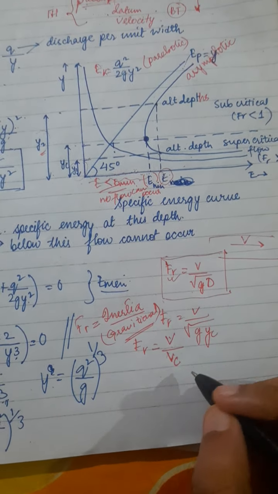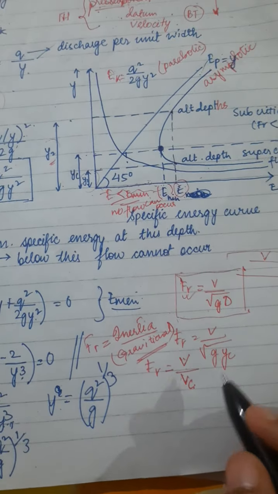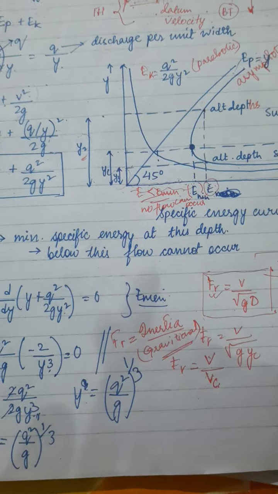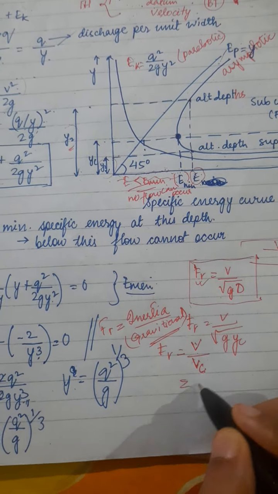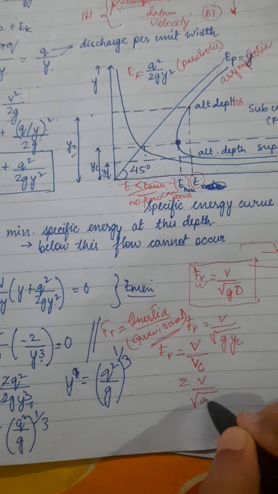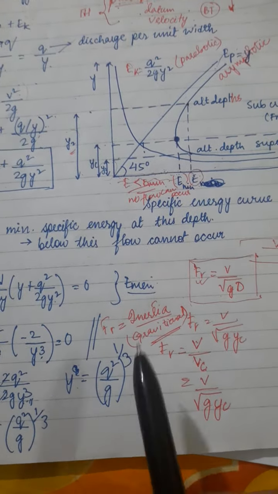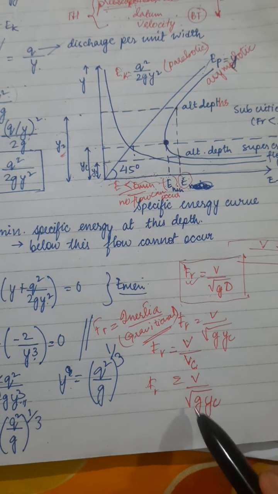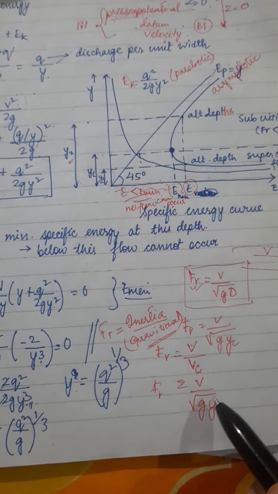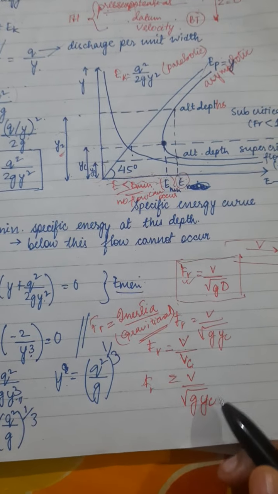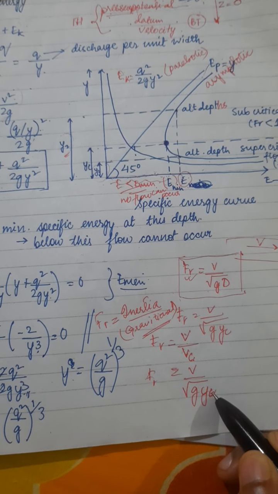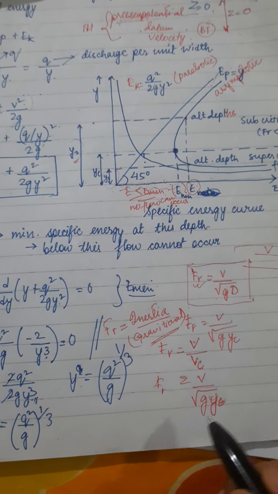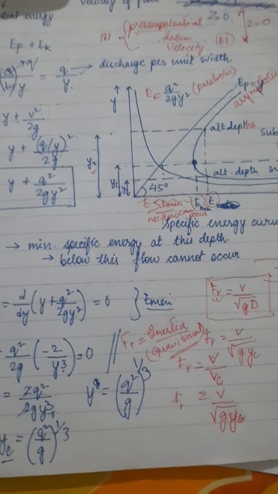So V by VC. Now VC, later we will derive this VC for this specific energy, for this depth. VC is actually this term. V by VC is actually root over g YC. So when we see that the Froude number is V by root over g YC, YC is in the denominator. YC or Y, we can take the critical depth also, we can take any depth. If we take any depth, then these two have an inverse relation.